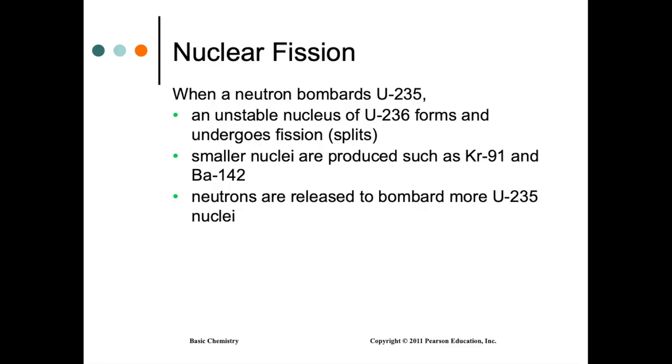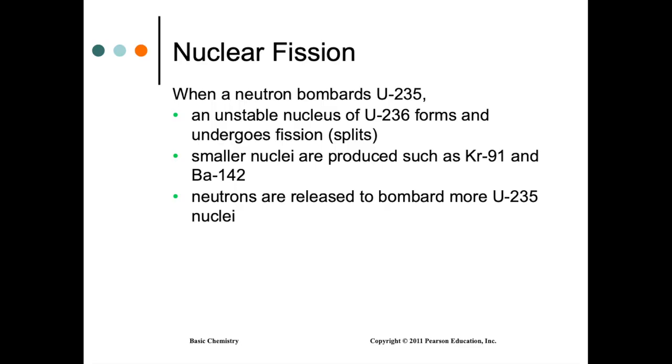So, for example, you could have smaller nuclei like krypton-91 or barium-142. There's a bunch of different other examples. And to be honest with you, you don't have to memorize what forms, because mostly you'll be just balancing nuclear equations. And that's something you can do just with the information in the question.